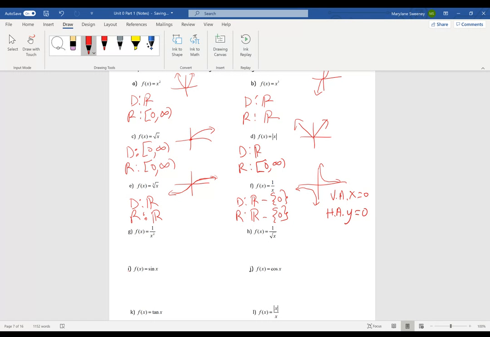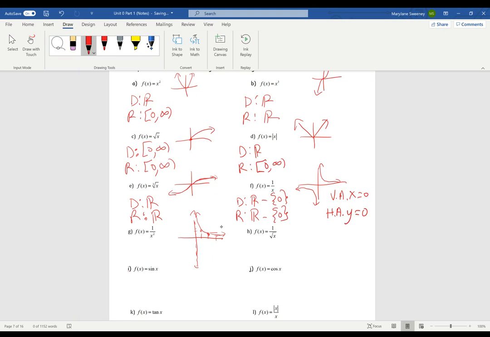1 over x squared, let's say you didn't know what that looks like. You could always think of just putting in x values. Let's say I put in x is 0. Well, then that's undefined. So I know x cannot be 0. I know I have a vertical asymptote. If I put in 1, I get the point 1, 1. If I put in 2, I get a fourth. If I put in 3, I get a ninth. So this is kind of going like this here.